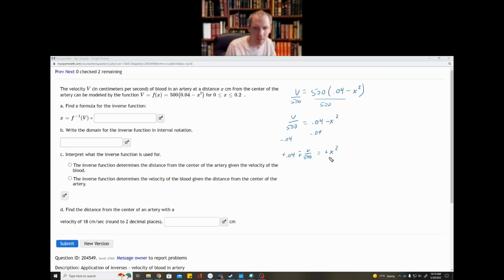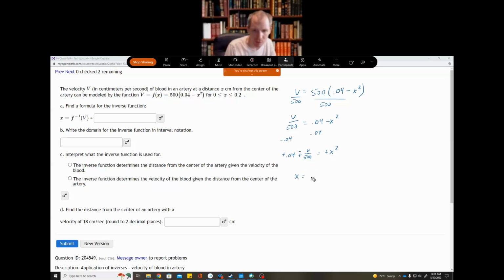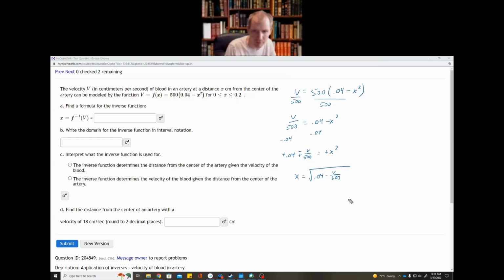Okay, and then I'm going to take the square root of both sides. So x is the square root of 0.04 minus v over 500. Okay, now when we take the square root, we want to do plus and minus normally. However, I can see in my domain for the original function that x is a positive number, so I want x to be a positive value. So I just want the positive square root here, so I'm not going to use the negative square root.